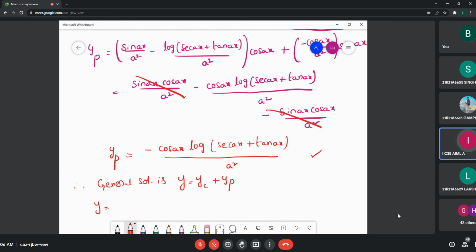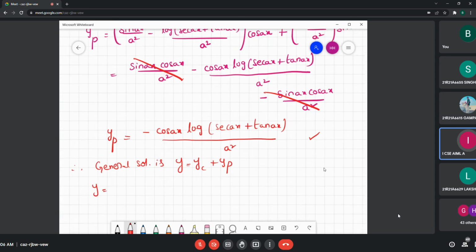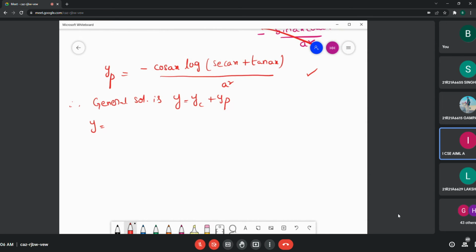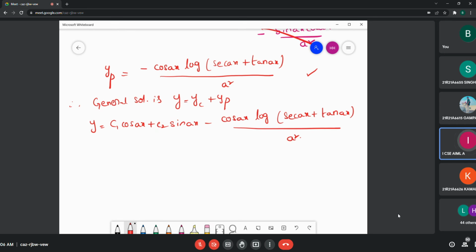Where yc is c1 cos ax plus c2 sin ax, minus cos ax into log of secant ax plus tan ax, whole divided by a square. So this is the general solution of the given differential equation of order 2. If it is order 2, use the variation of parameters.